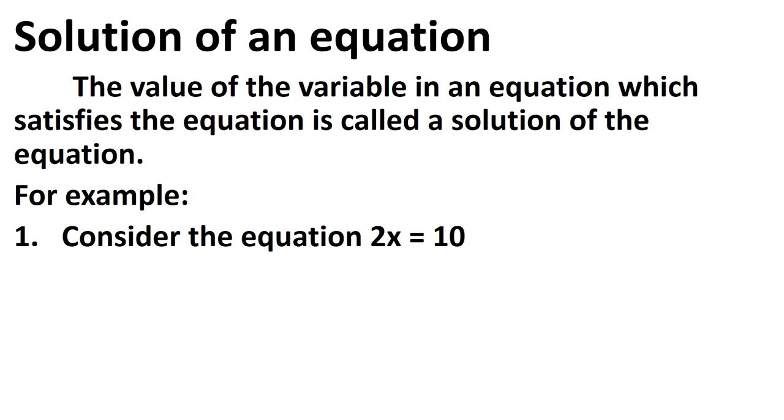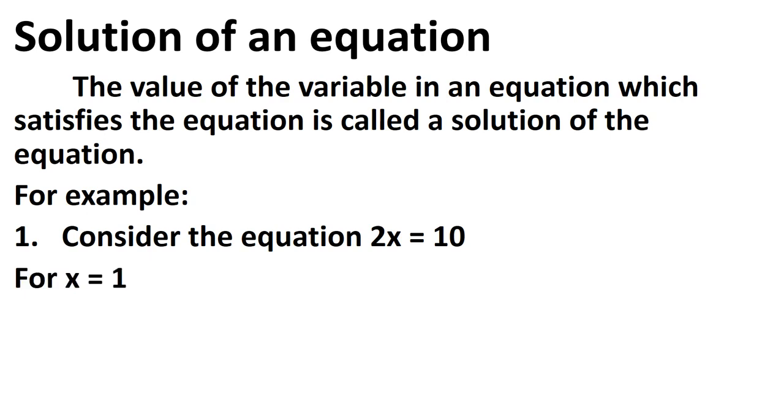What is on the left hand side of the equal sign? It is 2x. What is on the right hand side? It is 10. So you should make left hand side and right hand side equal. How will you make it equal? By writing something in place of x. That value of x is the solution of the equation. See now.